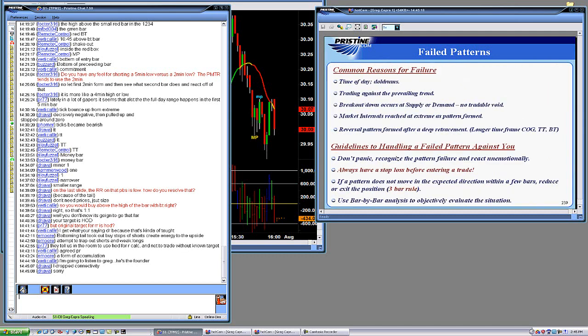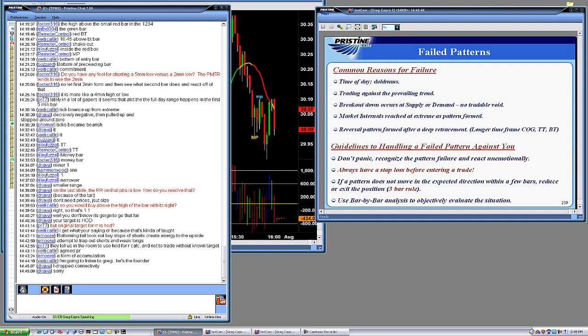There's reasons why patterns fail. Sometimes it's just the time of the day where volume is light, in the doldrums. Patterns that set up actually do show us that buyers stepped up in the moment, but it happens against the longer trend or the larger trend. So they fail.